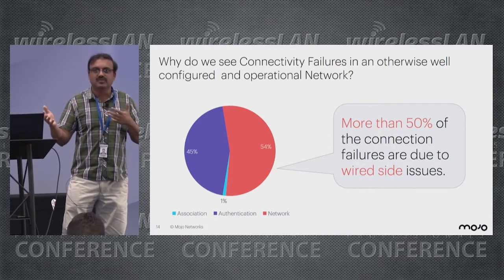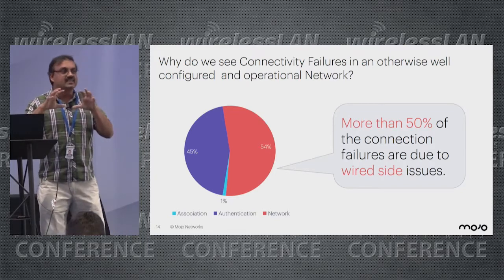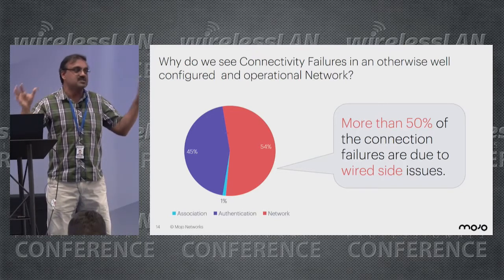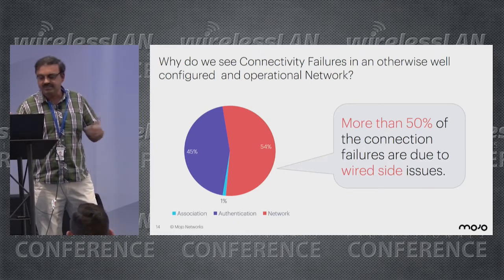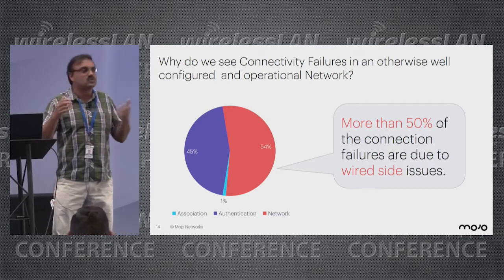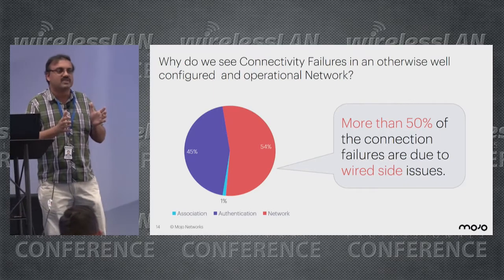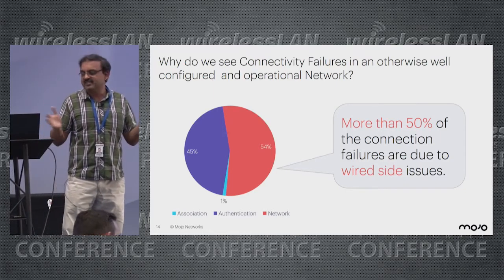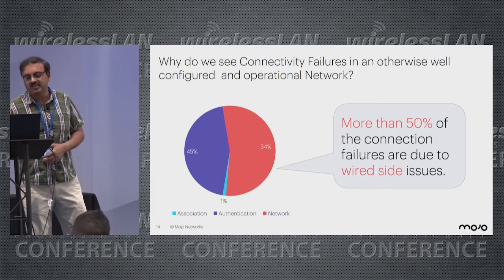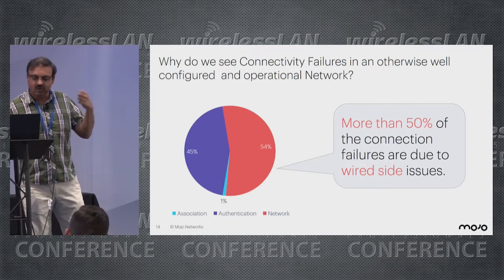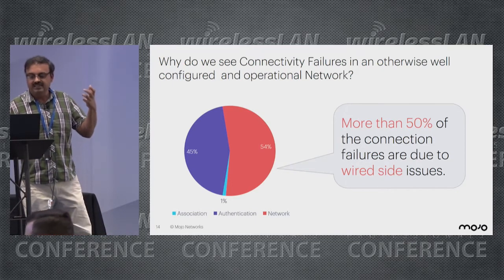So that at least confirmed to us that, yes, there is an element beyond Wi-Fi which is playing a role here, and we want to understand this further, right? The interesting thing to notice here is that the association failures, which are very specific to Wi-Fi, are very limited. We see hardly 1 or 2% of that, and that's not significant at all. So we are seeing issues with respect to the authentication layer and the network layer.